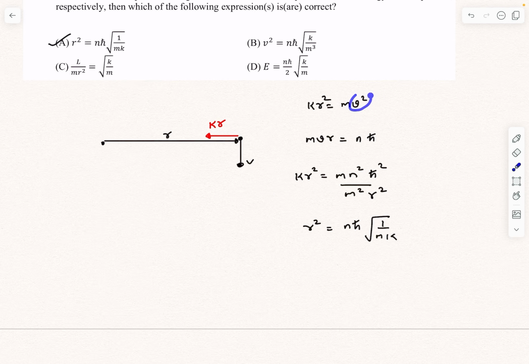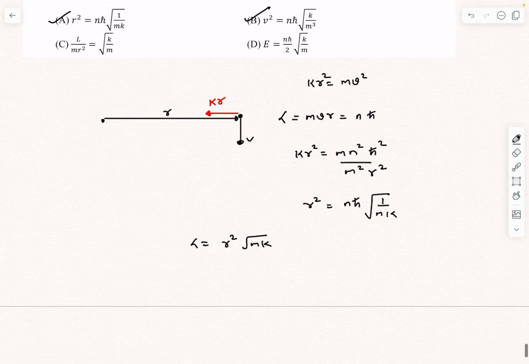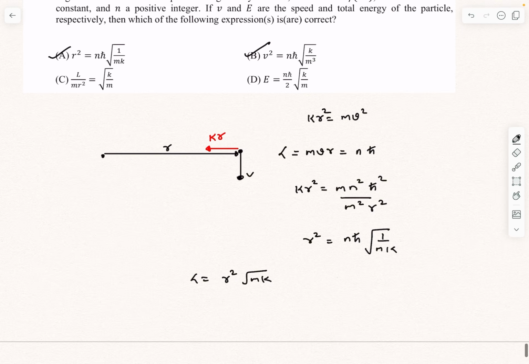Now v squared would be k by m times r squared. So if you multiply k by m over here, as you can see, it matches with option B. Now option C, they're talking about L. Now L is nothing but mvr, which is actually equal to nh cross. And nh cross is nothing but r squared multiplied by square root of mk. So they're asking us about L divided by mr squared. So if you divide by mr squared on both sides, as you can see, it becomes square root of k by m. So even option C matches.